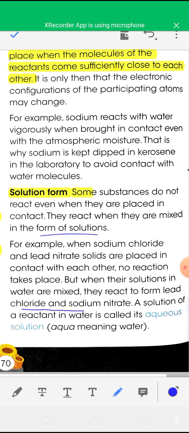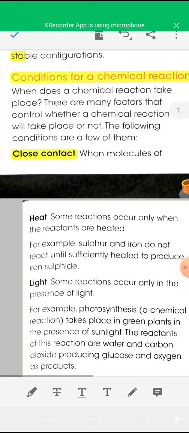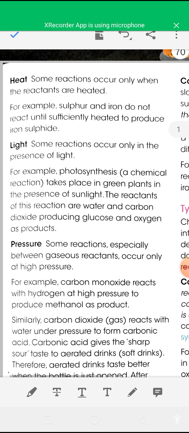So in this case, the reaction only takes place when both the reacting species are present in solution. A solution of reactant in water is called its aqueous solution. Remember that aqueous solution means a solution in water. So solution form is an important condition for a chemical reaction.